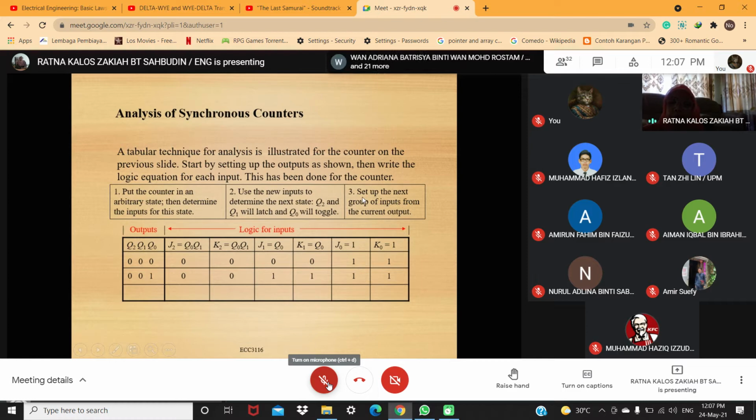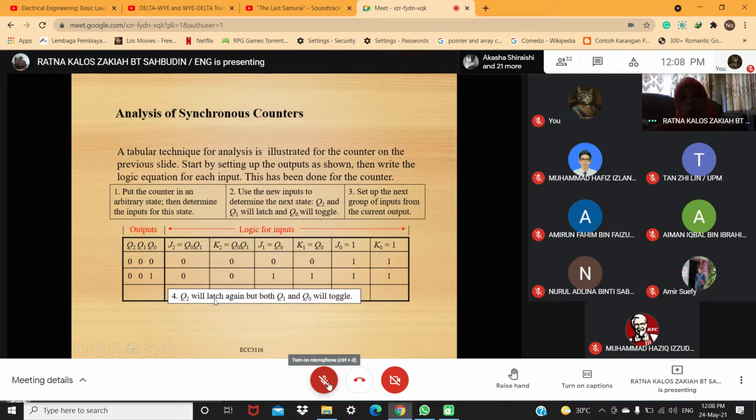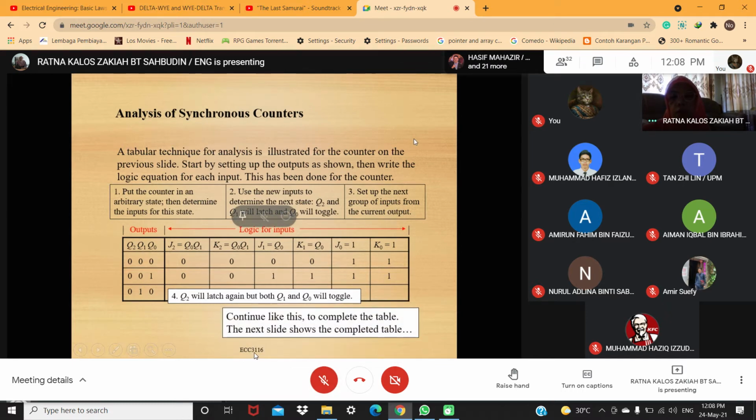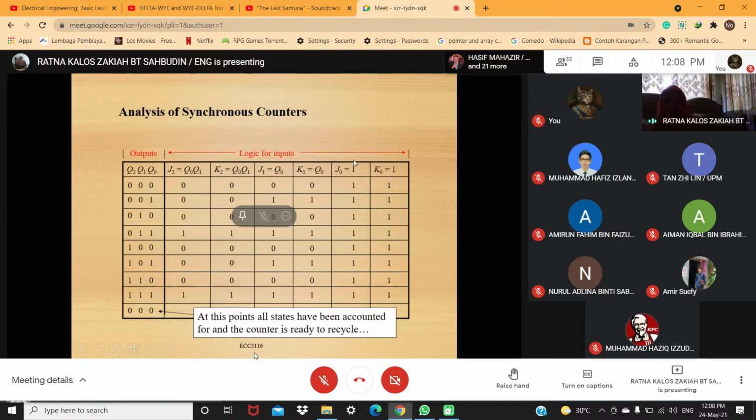Okay, now the third step here. Set up the next group of inputs from the current output. So this is not finished yet. This is only an example to show you how to start with the design. And then number 4 here, what to do here? Okay, Q2 will latch again, but both Q1 and Q0 will toggle. Okay, now look at this. Continue to complete the table. Okay, this is the complete table. Look at the table first.